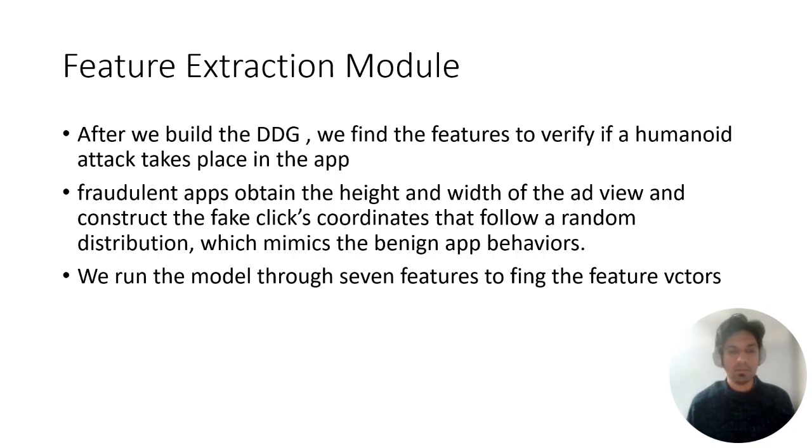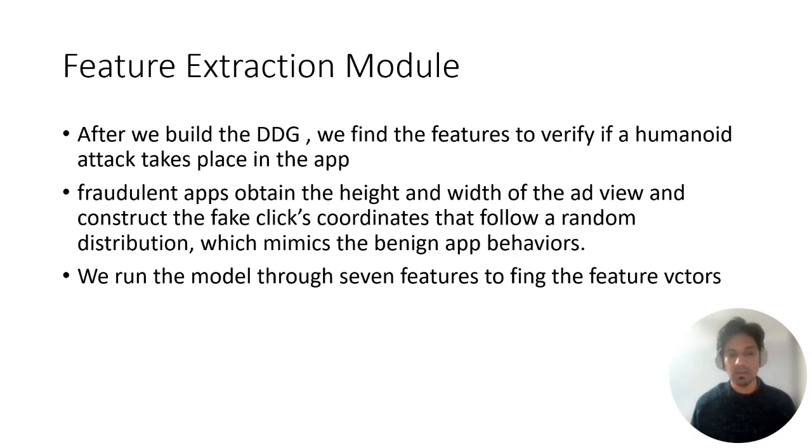Second is the number of APIs that are getting the size of the ad view, or the view size API. Many fraudulent apps try to obtain the size of the ad view in order to place the coordinates in specific locations inside the view. Although benign apps also use this view size API, they use it more frequently in fraudulent applications.